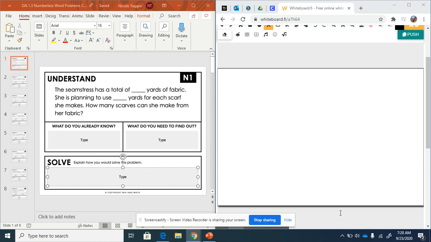Today we're going to learn the problem-solving process that we will use to solve word problems. The first step is to understand the problem or make sense of the situation and know exactly what's happening. So let's look at this first word problem.